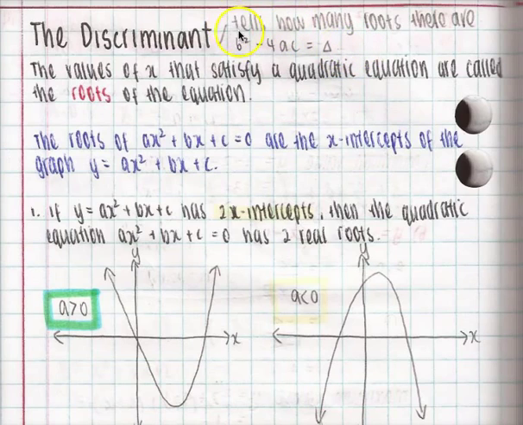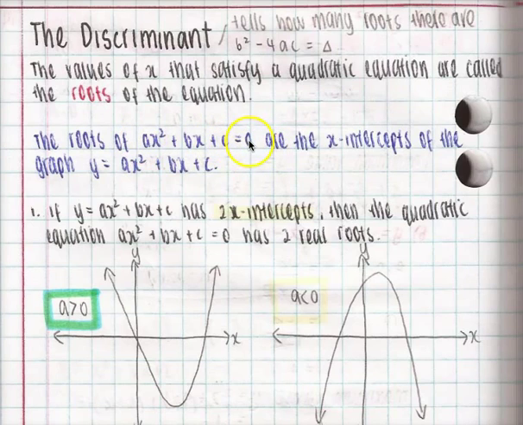Now, what's important about this discriminant is that if we work out the value of the discriminant, it will tell us how many roots or solutions there are to a quadratic equation. So the values of x, for example, if I give you this quadratic, this is a parabola here. This ax squared plus bx plus c equals 0 is an equation, okay?